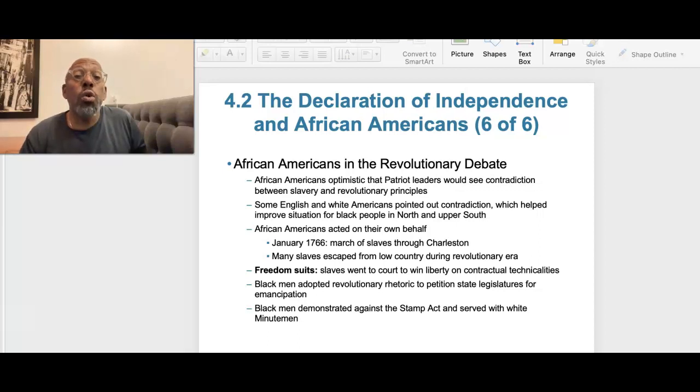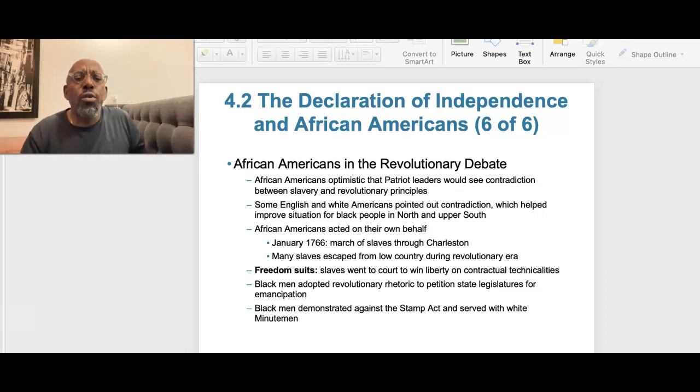African Americans also acted on their own behalf. They exercised their own agency. And in January 1766, you saw a march of enslaved Africans through Charleston representing this agency. Many enslaved people escaped from the Low Country during the Revolutionary era. Freedom suits: enslaved Africans went to court to win liberty on contractual technicalities. Again, engaging the law, recognizing what's going on, not being passive, actively working to secure their freedom.